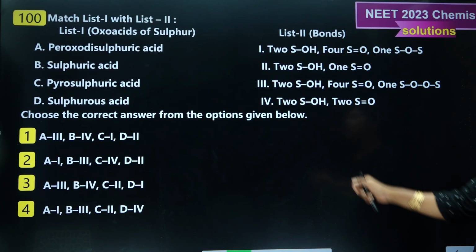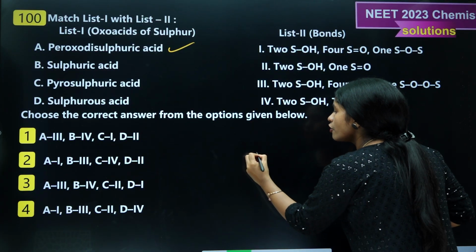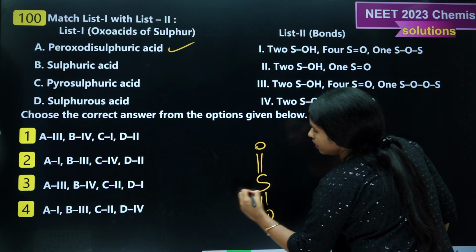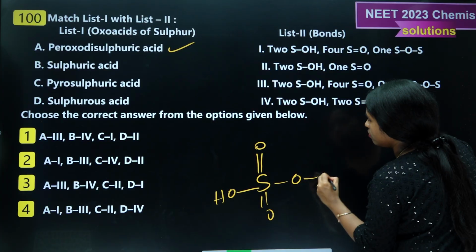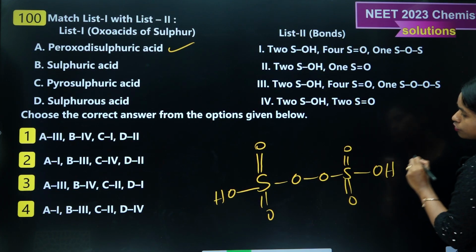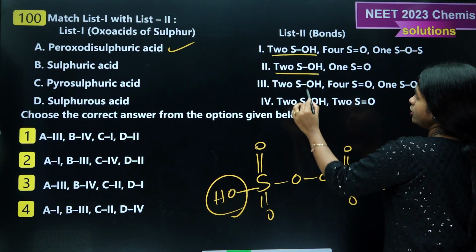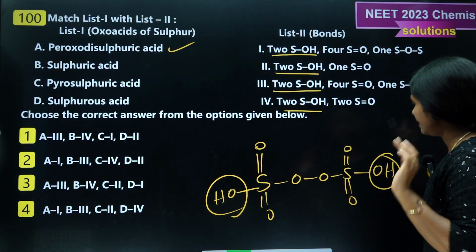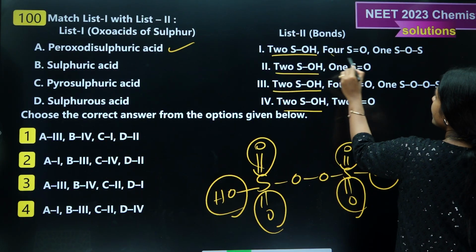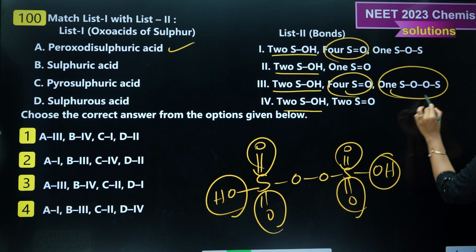See the next one. We have to match it. Peroxo disulfuric acid. What is the structure of peroxo disulfuric acid? Sulfur, peroxo, one oxo link is there, OO linkage is there, peroxo. So in this, two OH groups are present, two SOH, in all options it is there. Then how many S=O bonds are there? There are a total of 4 S=O bonds. Here also 4 S=O are there. After that, SOOS linkage is there.